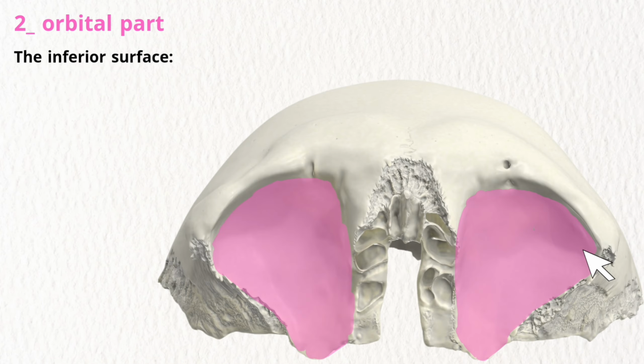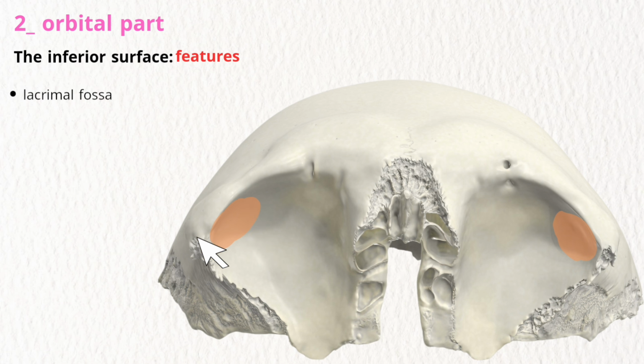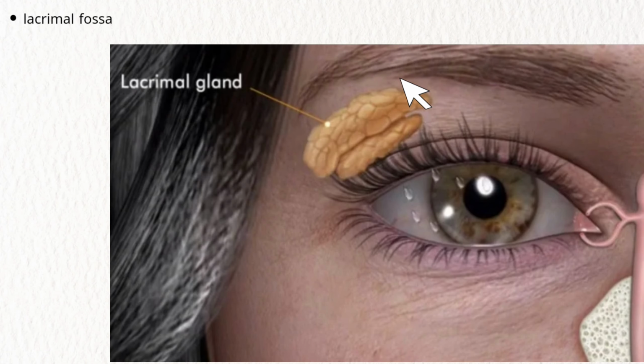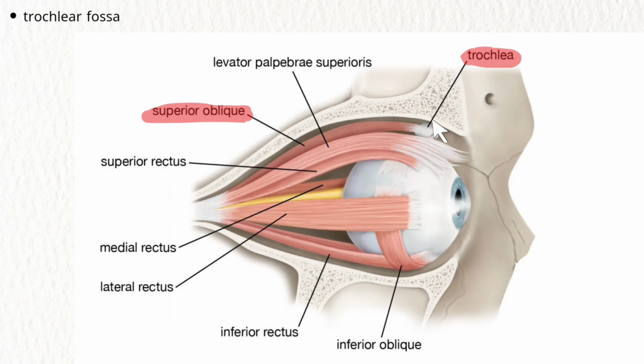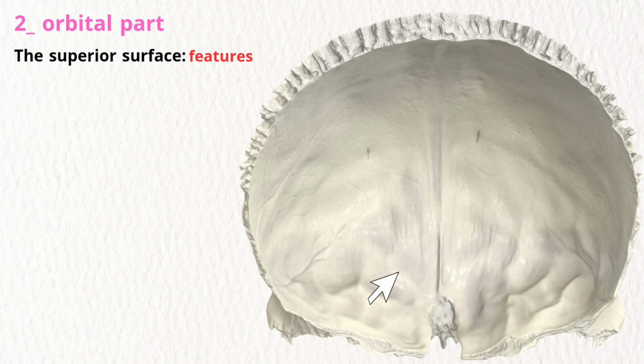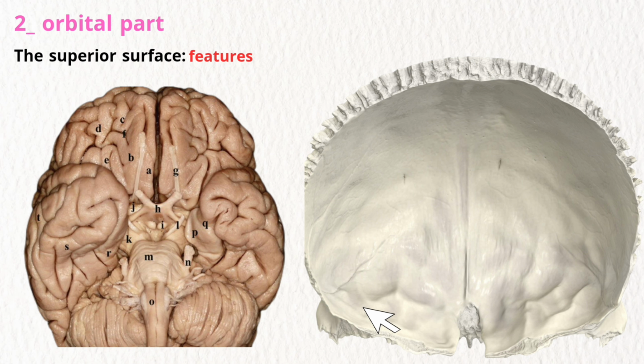The inferior surface of the orbital part is smooth and concave, and it features the anterolateral portion, which consists of the lacrimal fossa, where the lacrimal gland sits, whilst the anteromedial portion contains the trochlear fossa, an area of attachment for the pulley of the superior oblique muscle. The superior surface is convex and contains depressions for cerebral convolutions.